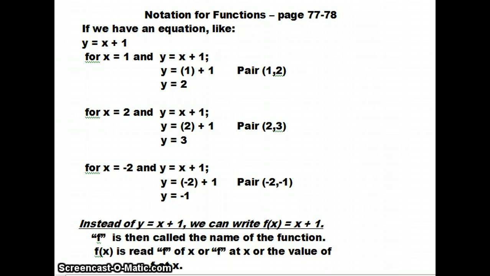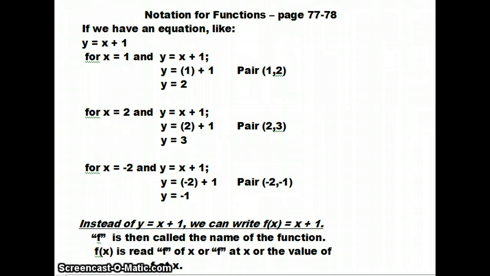If we have an equation like y is equal to x plus 1, if x is equal to 1, we can go through and solve it, and we find y has to be equal to 2. We have an ordered pair 1, 2. If x is equal to 2, then y has to be equal to 3. We have an ordered pair 2, 3. If x is equal to negative 2, y is equal to negative 1. We have a third ordered pair of negative 2, negative 1.